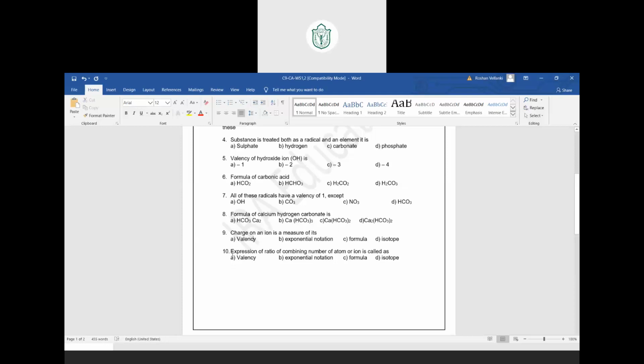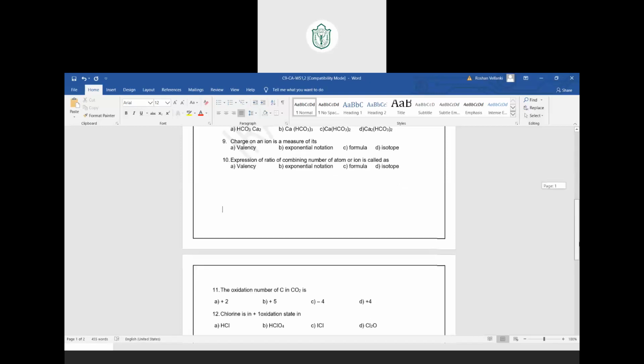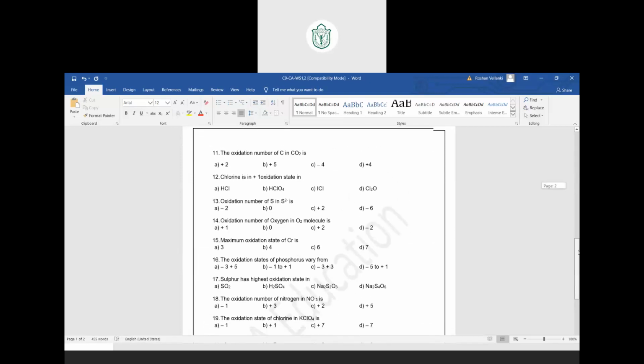Next, tenth one. Expression of ratio of combining number of atoms or ions is called the chemical formula. Option C. Is it clear, guys? This is worksheet number 1. Next, worksheet number 2. In this second worksheet, you will have these compounds to find oxidation number.